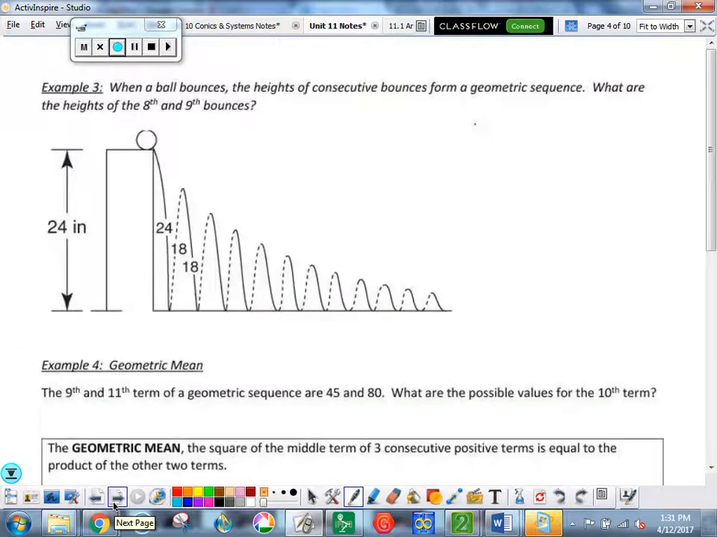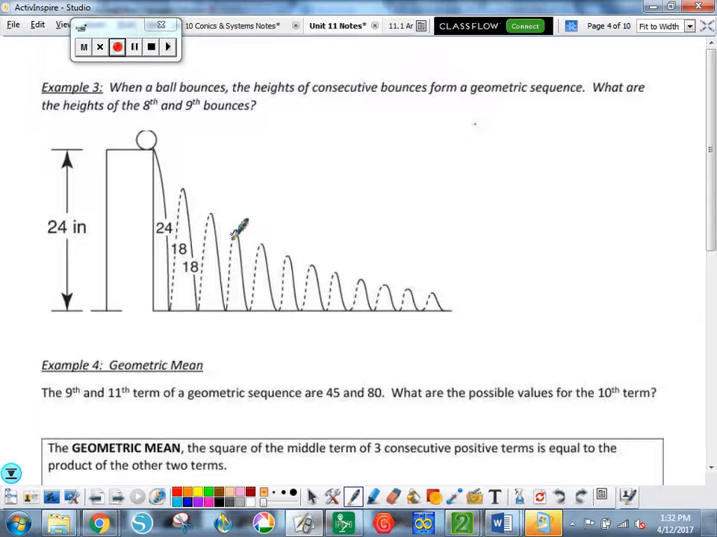Okay, here's one. You have a ball, and when it bounces, the heights of consecutive bounces form a geometric sequence. So the ball will drop down 24 inches, and then it comes up 18. And then it goes down 18 and comes up, and then down and up and down and up, right? What are the heights of the 8th and the 9th bounce?